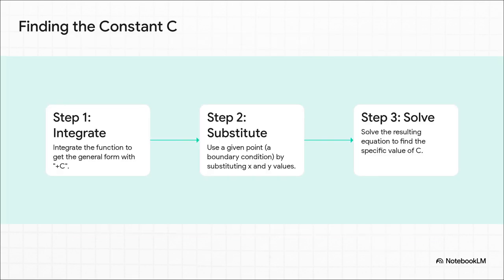So if we have this whole family of functions, how do we ever find the specific one we're looking for? Well, we need a clue. We need what's called a boundary condition, which is really just a fancy way of saying a point, (x, y), that we know is on the curve. The process is pretty simple. First, you integrate to get that general function with the plus c. Then you plug in the x and y values from your given point. And that's it. You just solve for c and you've pinned down the exact function from that entire family.